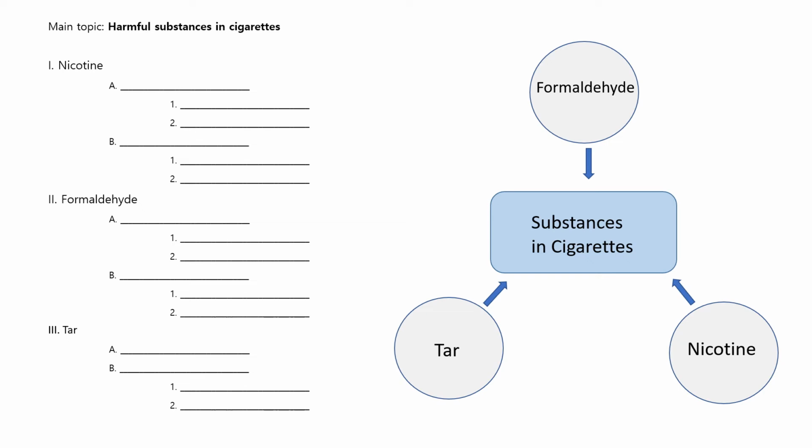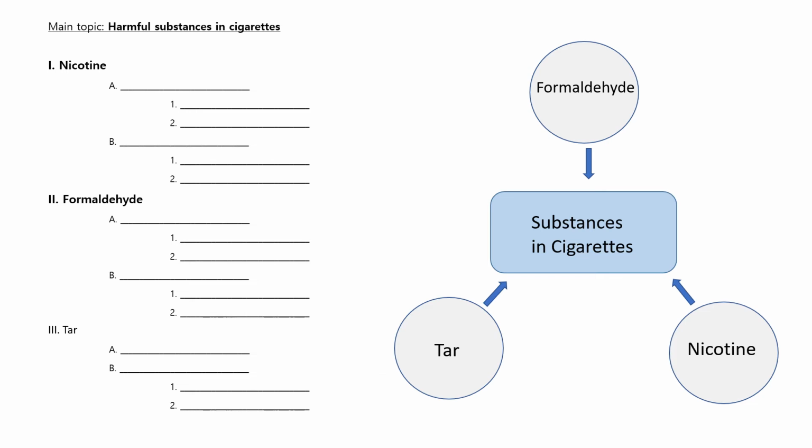If maybe I decide after I make my basic mind map and I start putting it in outline format, I'm like, wow, there's a lot of information on harmful substances in cigarettes. If that happens, then what I can do is narrow my topic down again. I can narrow it down not just to smoking, but to harmful substances in cigarettes. If I do this, then my first paragraph might be about nicotine, my second paragraph might be about formaldehyde, and then my third paragraph might be about tar.